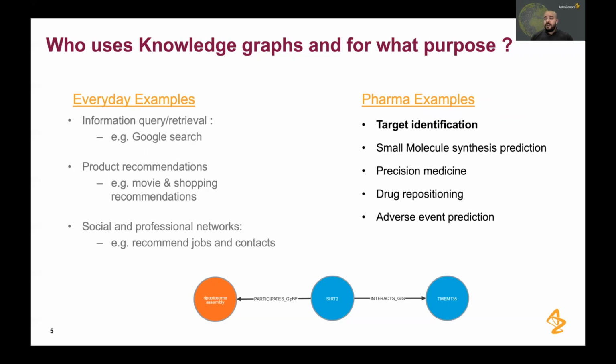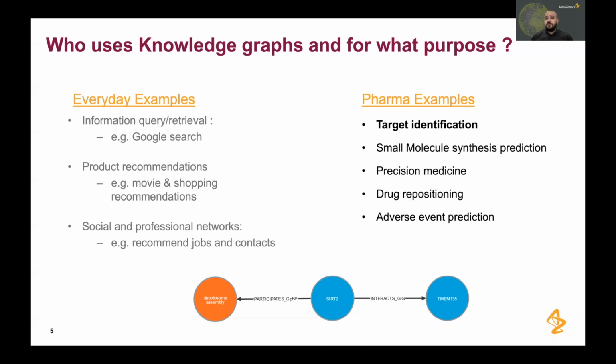Most often it's target identification. And I should mention, a target is often a biological entity, gene or protein in most cases, towards which a particular drug is then developed to interact with, either to increase or decrease its function. Furthermore, you could use knowledge graphs for synthesis prediction, precision medicine, drug repositioning, or adverse event predictions.